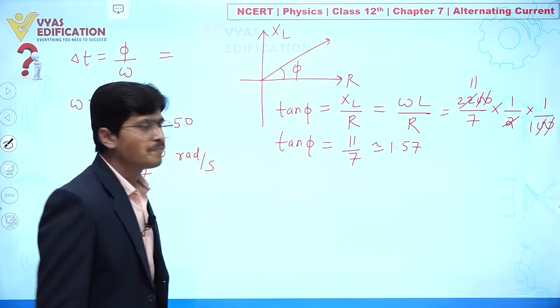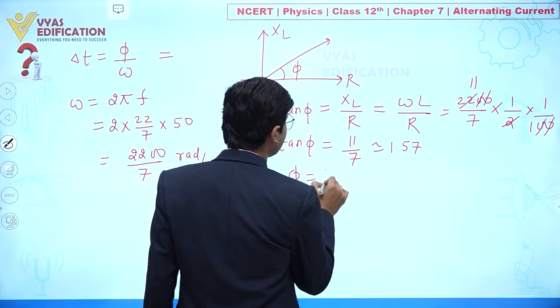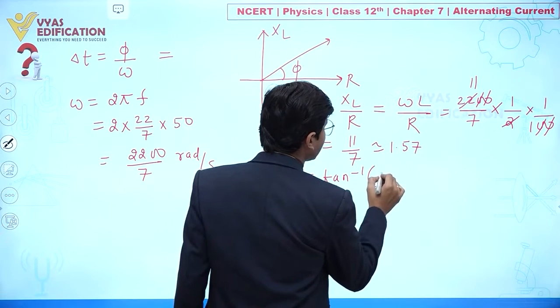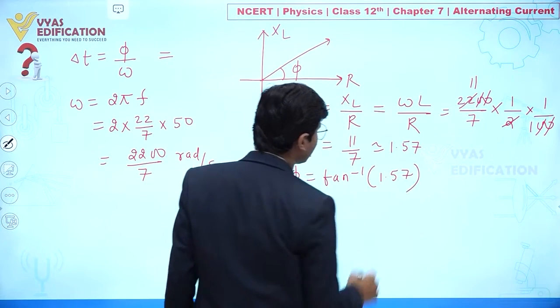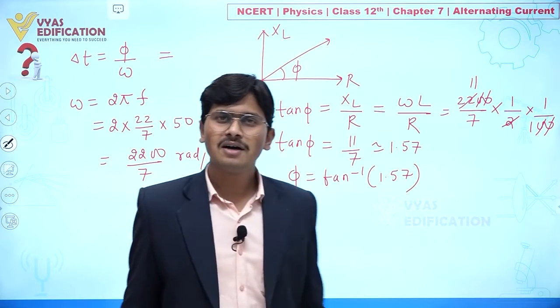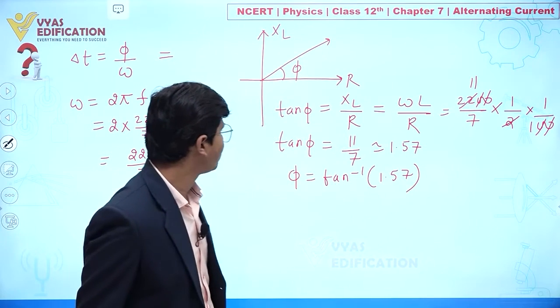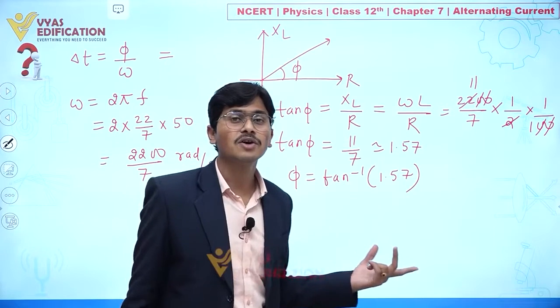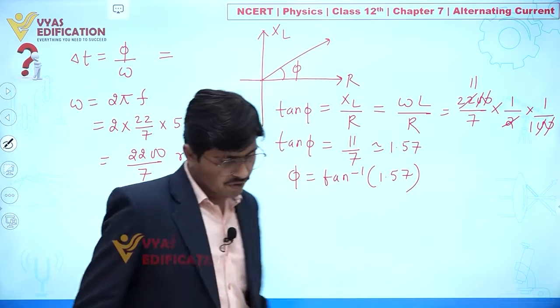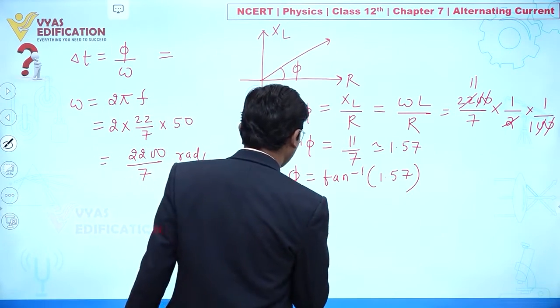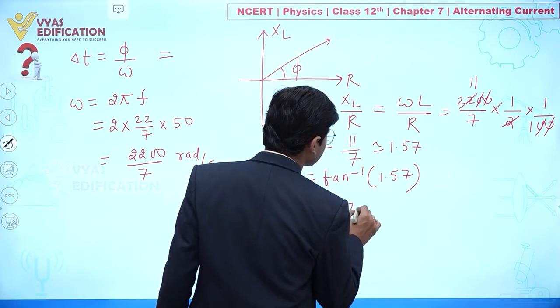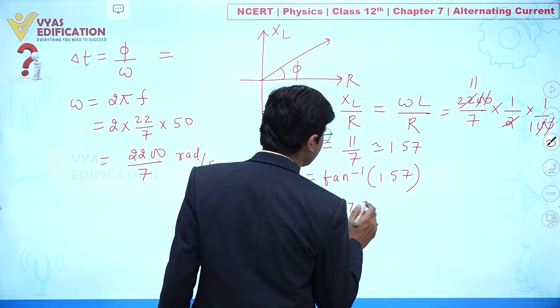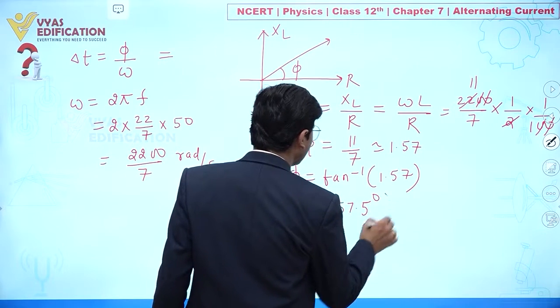So from here you can say that the angle phi equals tan inverse 1.57. Now you know at 45 degrees tan has value 1, but this is 1.57. So if you calculate, you will find this value is equal to 57.5 degrees.